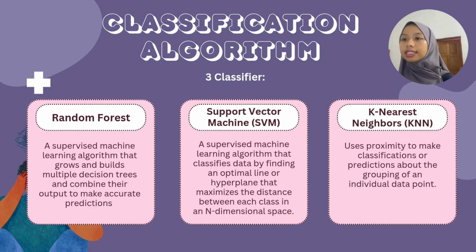Random forest is a learning algorithm that builds multiple decision trees and combines their output to make accurate predictions, while SVM is an algorithm where we want to find an optimal line, or we call it a hyperplane, that separates the classes. So we want to maximize the distance of the hyperplane. And k nearest neighbors uses proximity to make the classification. Similar points are close to each other, and we classify a new point based on its neighbors.